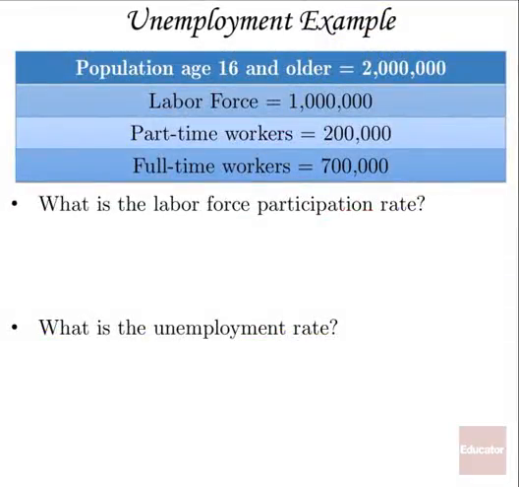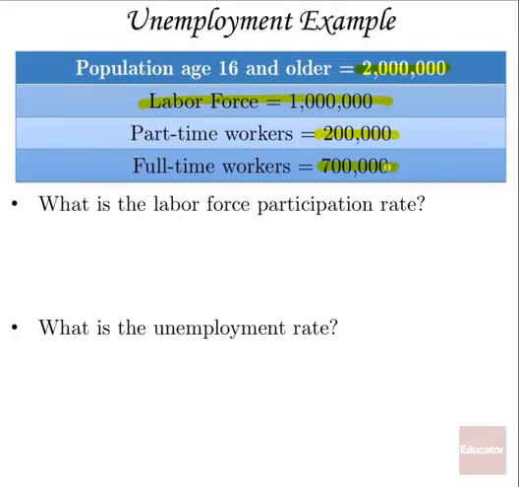All right, so unemployment example. Let's say the population age 16 and older is 2 million. So you have 2 million workers in the economy. So that's what you have here. And the labor force is 1 million. Now, part-time workers, let's say you got 200,000. Most are full-time workers, 700,000.